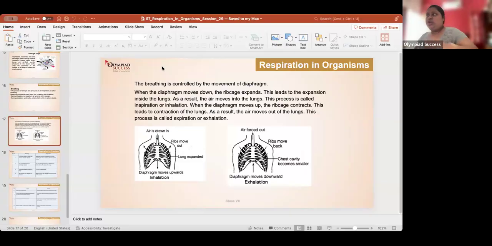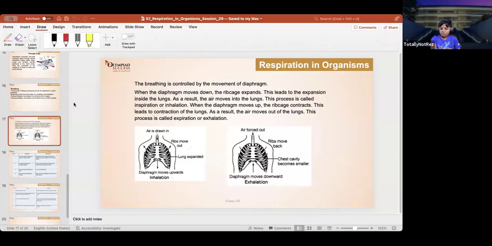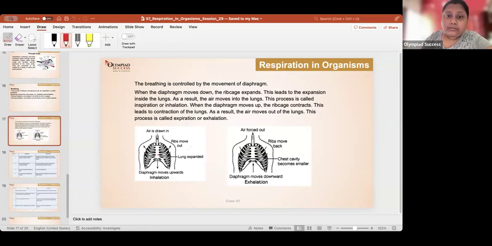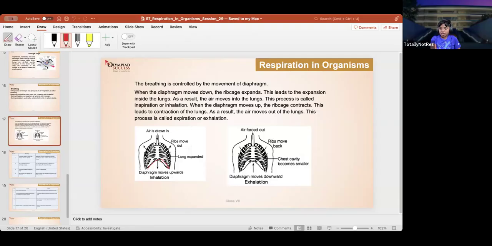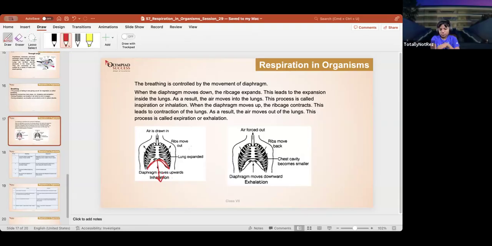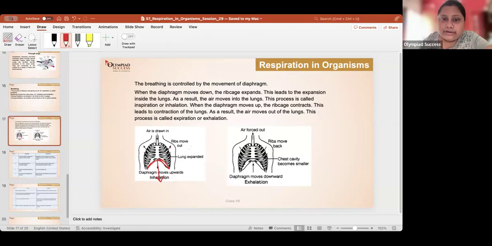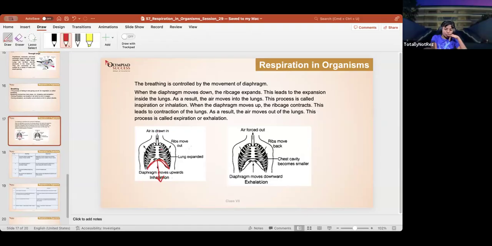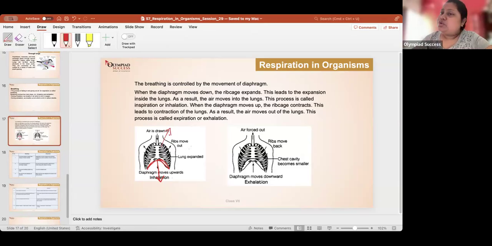Second change. What did the picture show? You can see that there is a muscle here. Let me draw. The diaphragm. When I inhale, it contracts and moves down, and when I exhale, it relaxes and moves up. So when you inhale, the diaphragm moves down, right? And what happened to the ribs? They moved upward and outward.